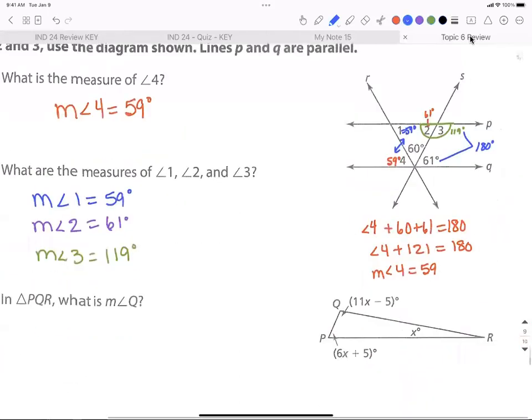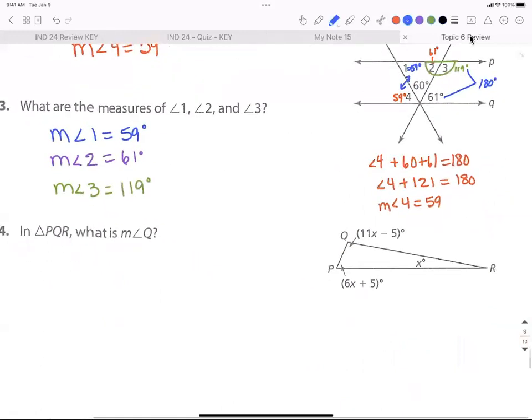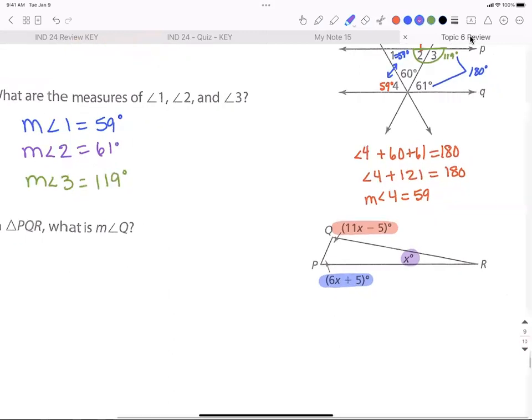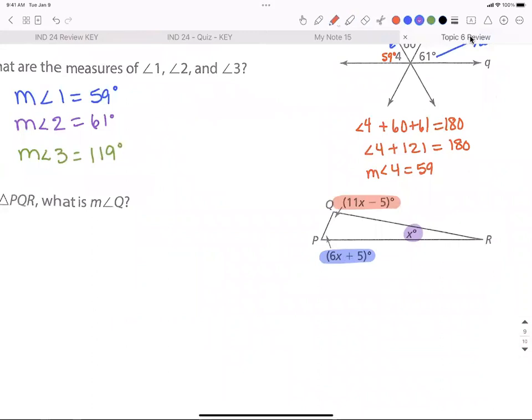All right. Now this one I want to work with you because we have not done one like this. So I'm going to color code everything here. We've got Q is 11x minus 5. We've got P is 6x plus 5. And we've got R equals x. Now none of those are numbers, but we still know those are 3 interior angles of a triangle. So if we add up all 3 of those together, what should it equal? 180. So let's do it.